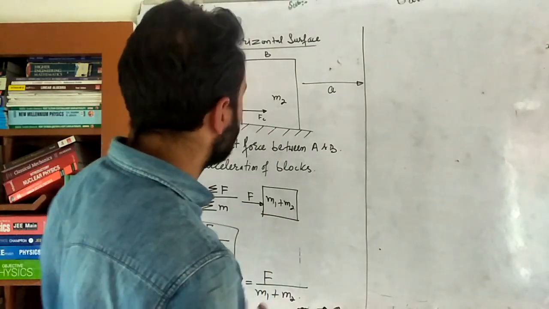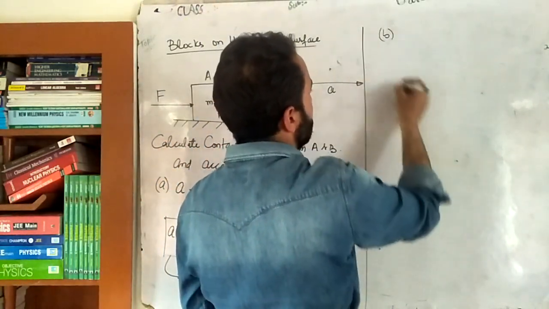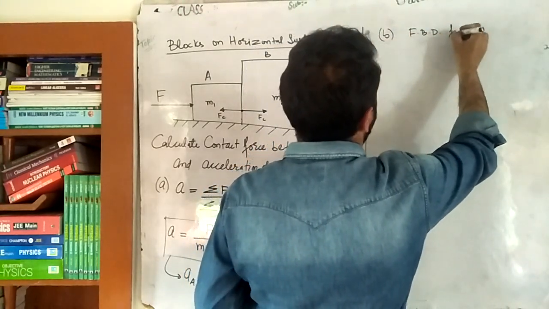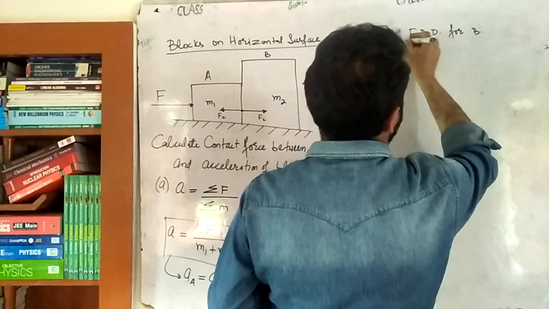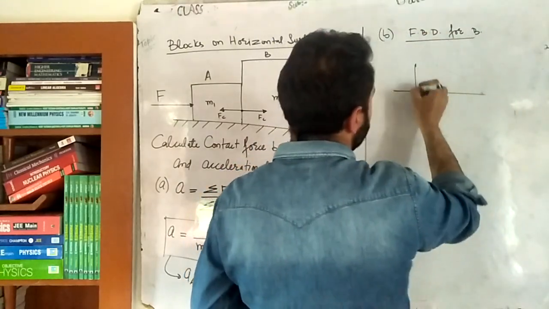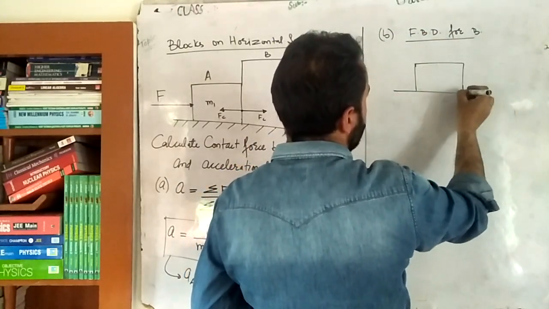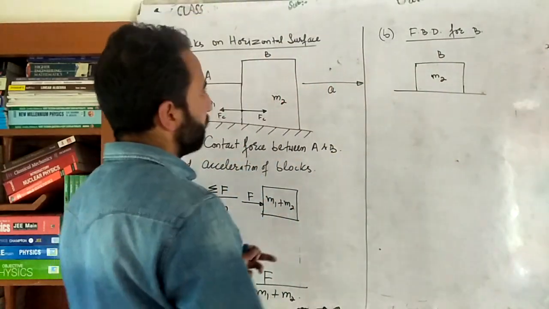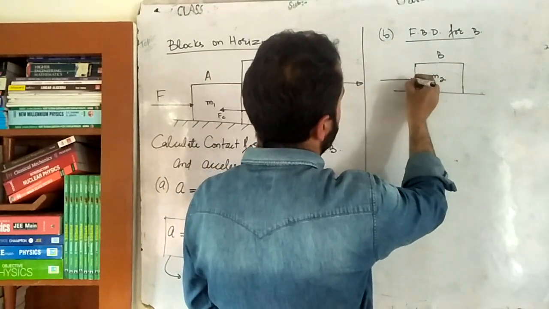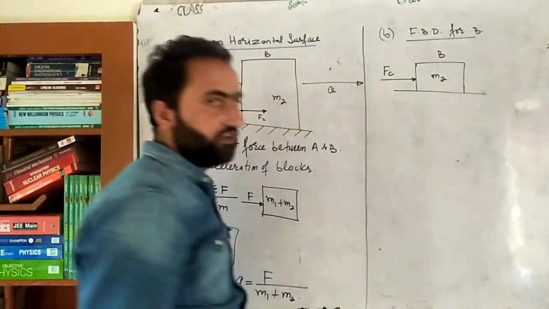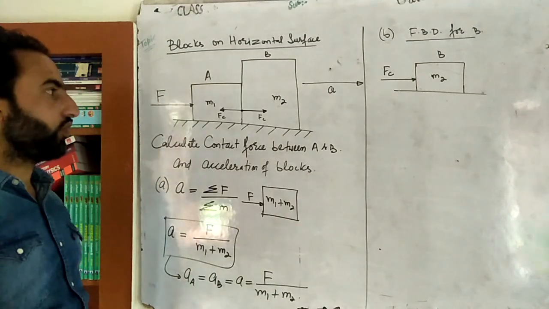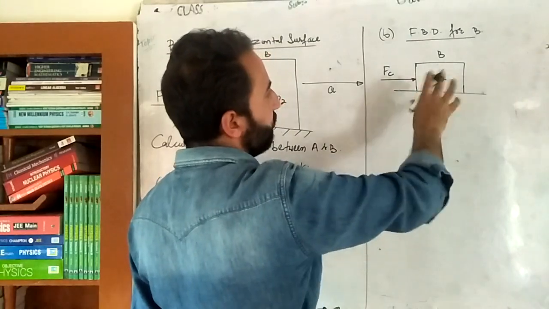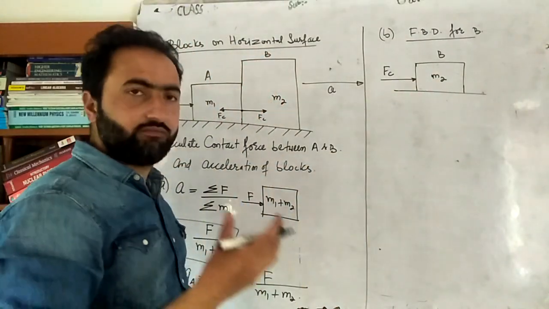So let's construct the free body diagram for block B. Here I will write down: FBD, free body diagram for block B. This is block B, and its mass is M2. Now, how many forces are there on this M2? There's the contact force, in the forward direction like this. This is the force with which block A will push block B in the forward direction. There is normal action as well in the upward direction, and there is weight. But I will not show those forces because they will be equal and opposite.